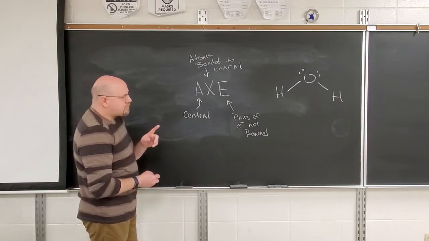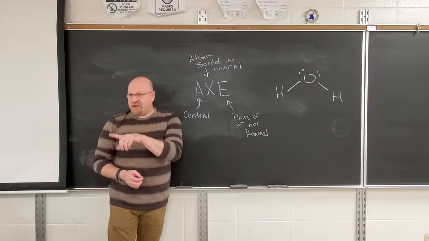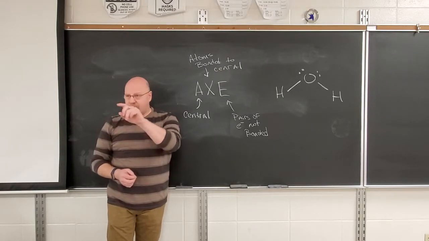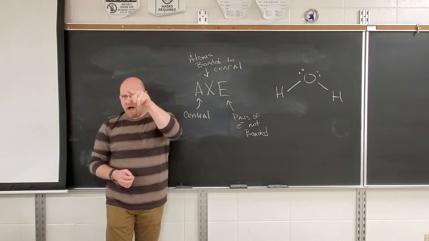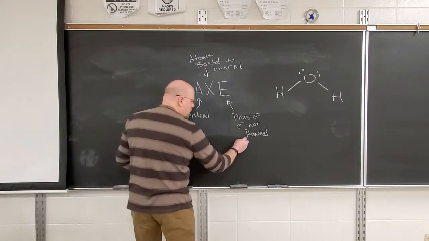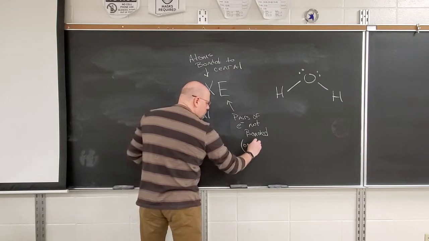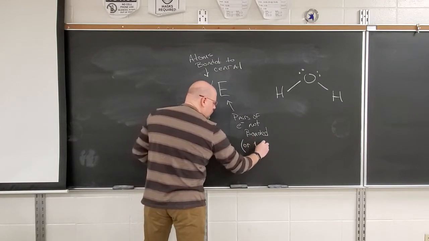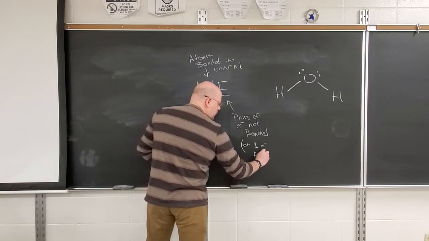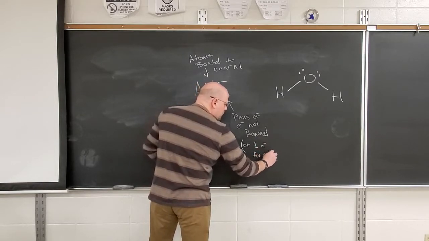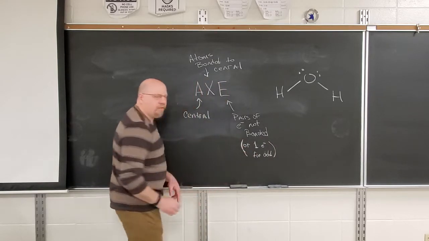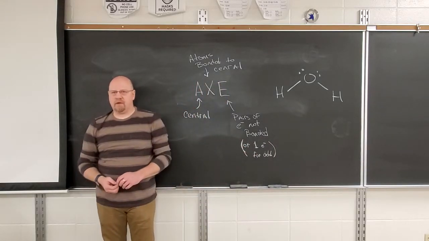Now, on the rare chance that you do have a molecule that's got an odd number of electrons, remember how we did that with just one dot, it had 7 electrons around it? We would count that 1 electron as a pair for this purpose, okay?